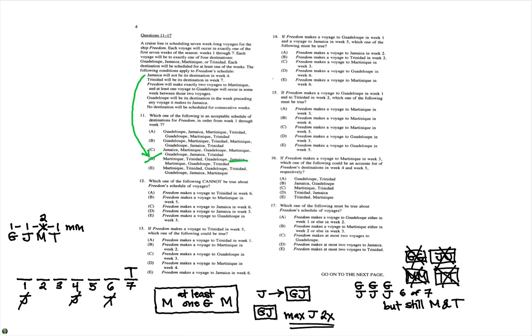Rule 2. Trinidad will be its destination in week 7. A is fine, as is B, C, D is already eliminated. And you look at E, we see Martinique in week 7, which violates the second rule, so E would be eliminated.